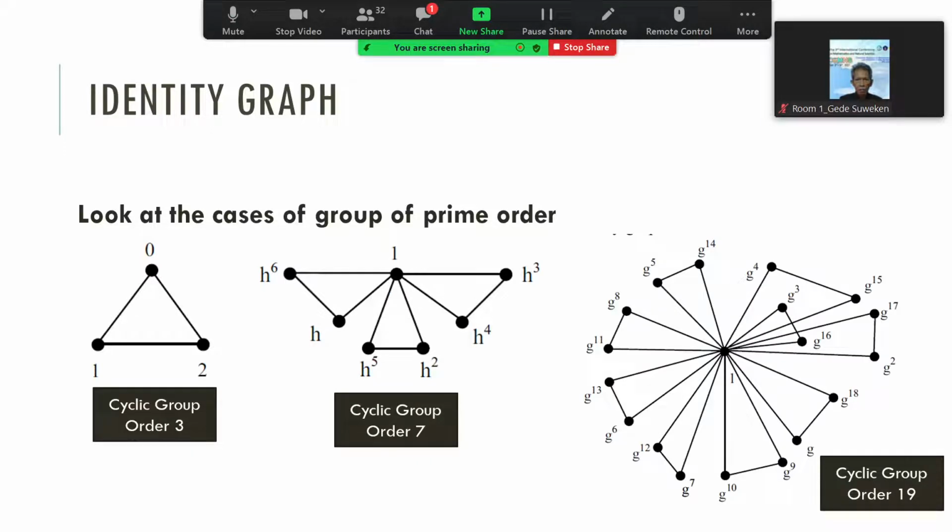Every group with prime order has triangles without lines. The graph has only triangles without lines. So we can have a conjecture that maybe if the group has a prime order, then there are no lines in the identity graph. This is how I work on this research.